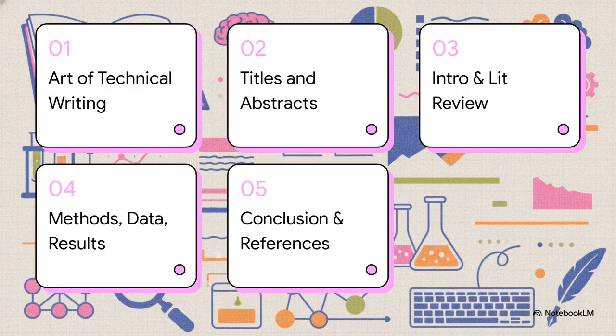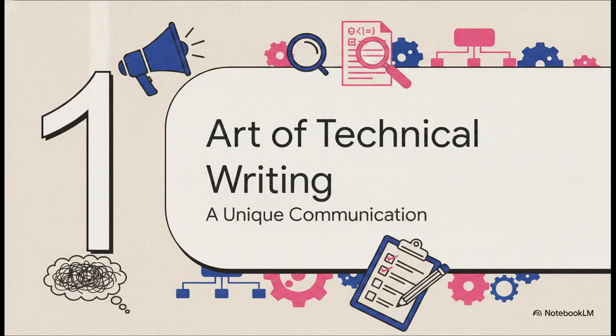Here is our chronological journey for today. First, the art of technical writing. Second, titles and abstracts. Third, introductions and literature reviews. Fourth, methods, data, and results. And finally, conclusions and references. Let's jump right into Section 1, the art of technical writing.